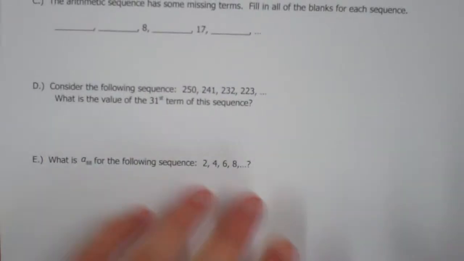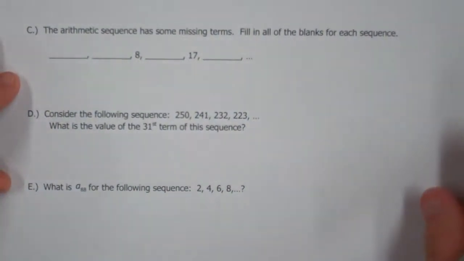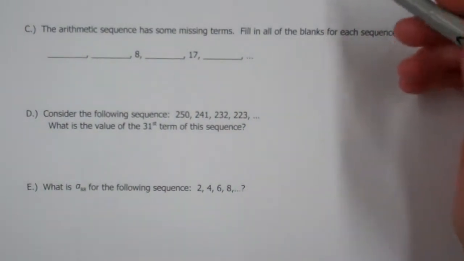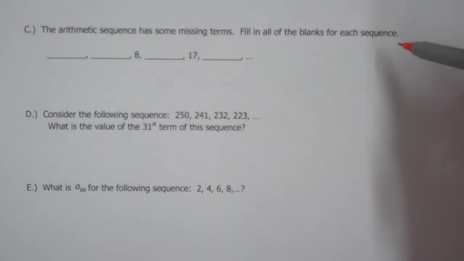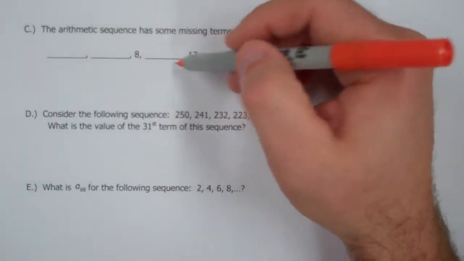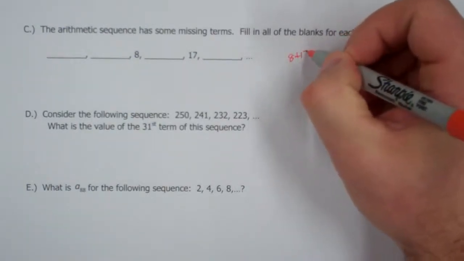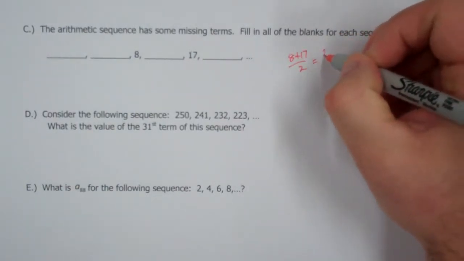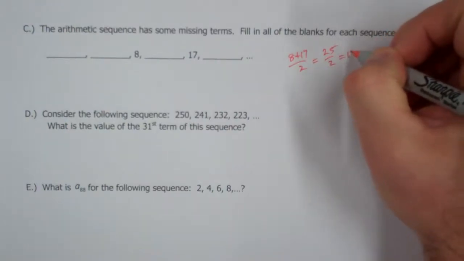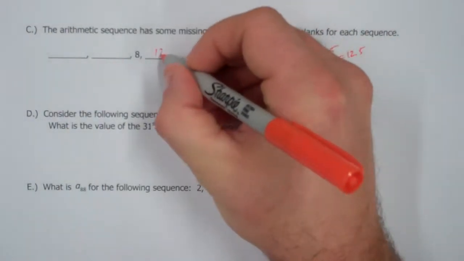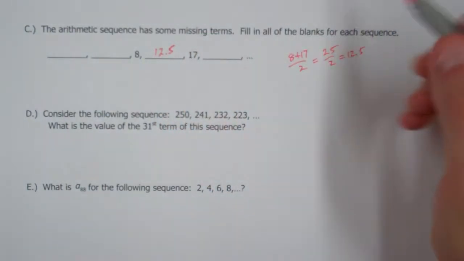A few more examples in this one. Part C, the arithmetic sequence has some missing terms. Fill in all the blanks for each sequence. So halfway in between 8 and 17, if we do 8 plus 17 divided by 2, that'd be 25 divided by 2, which is 12 and a half. So we know that 12 and a half will go here.